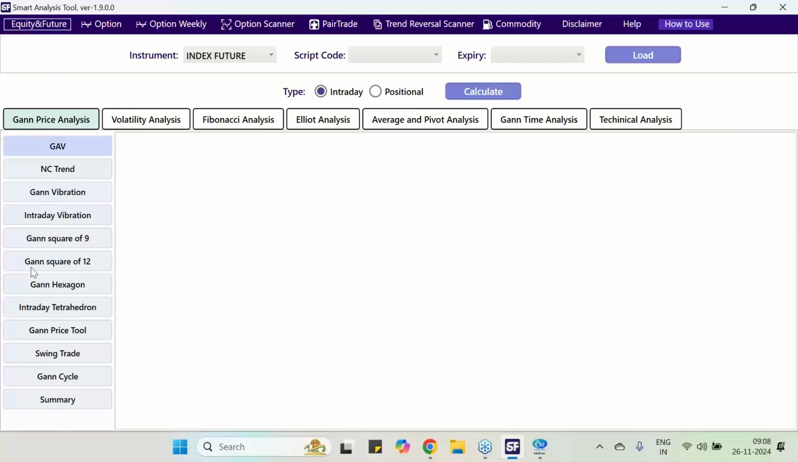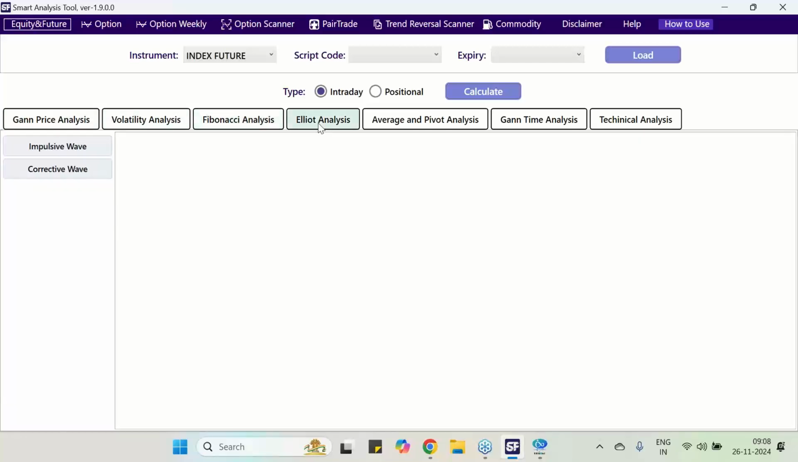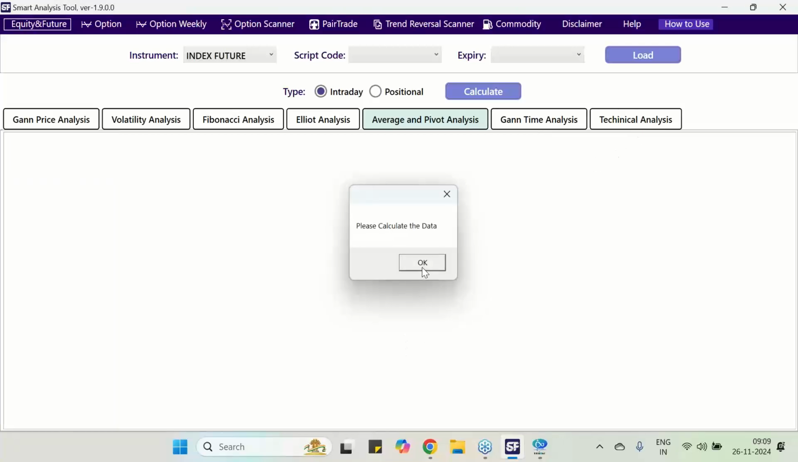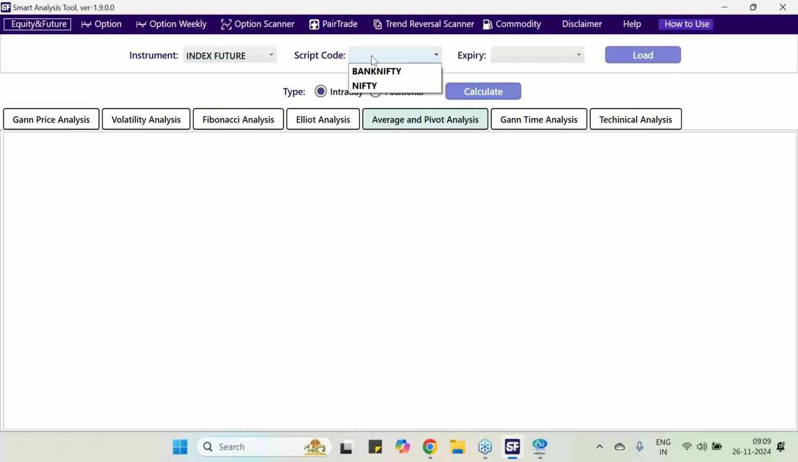Then on these features, like the Gann study, we are using, for equity and futures analysis, the Gann study, volatility study, Fibonacci study, Elliott study, average and pivot studies, and Gann technical studies. So all these are technical studies used by us for this particular analysis. For Nifty analysis or Bank Nifty analysis, we are using these studies.